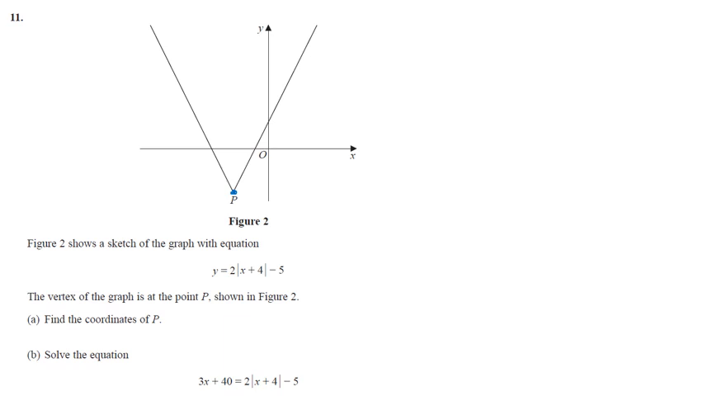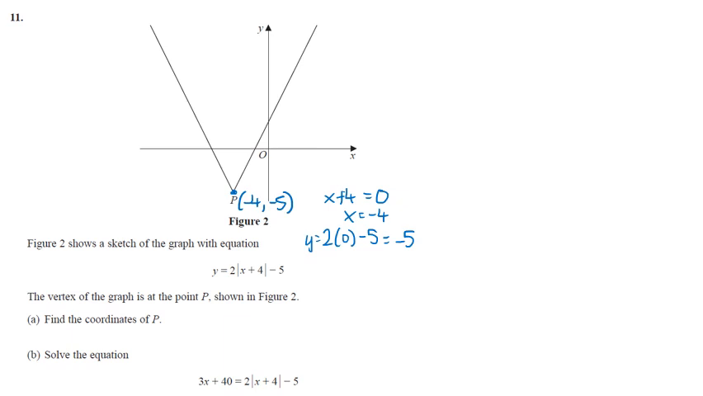So at this vertex, we can say that x + 4 is equal to, I don't even need the modulus signs there, x + 4 is equal to 0. So x is equal to -4. And if x + 4 is equal to 0, then y is equal to 2 times 0 minus 5, which is -5. So this point here is (-4, -5).